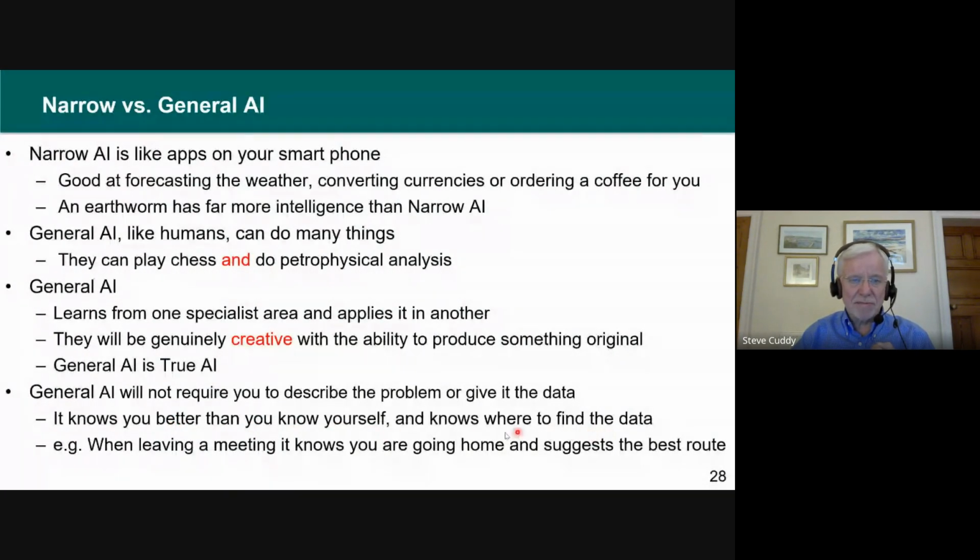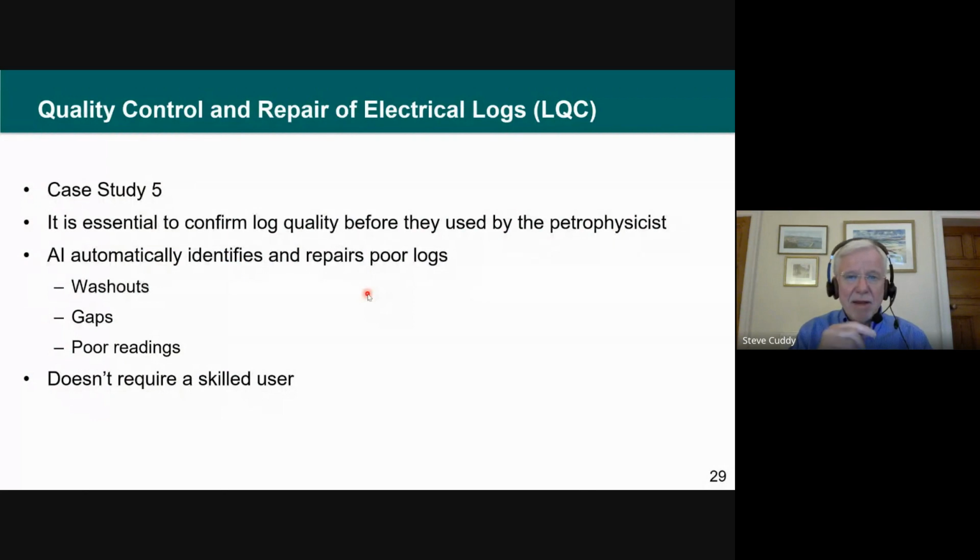as well as knowing where to find the data. So, for instance, you've probably seen on your smartphone now that if you leave a meeting, it could come up with a ping, and it could say, well, it's going to take you 15 minutes to drive home, because it's worked out that your next step is going home. You've not told it that. It knows where the road maps are, and it knows what the weather conditions are like. If there's a sandstorm approaching, whatever. So that is general AI.